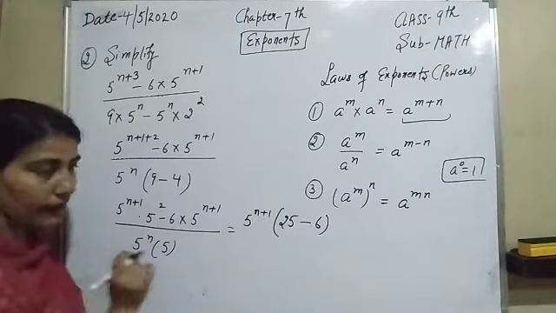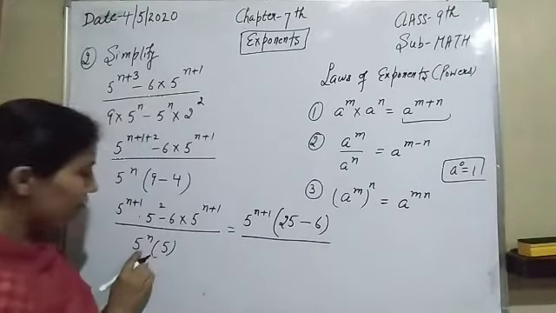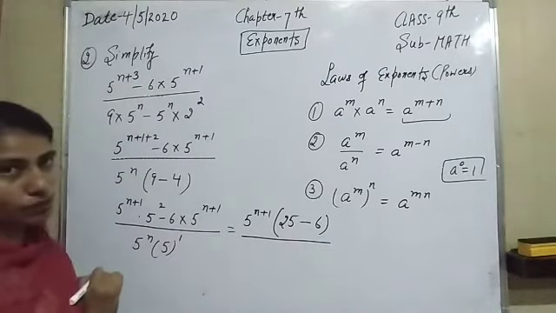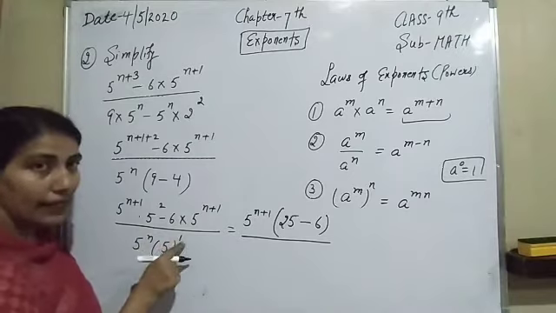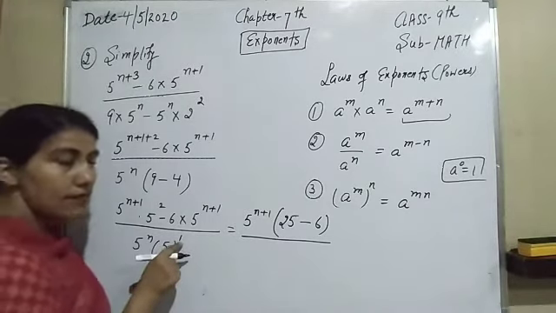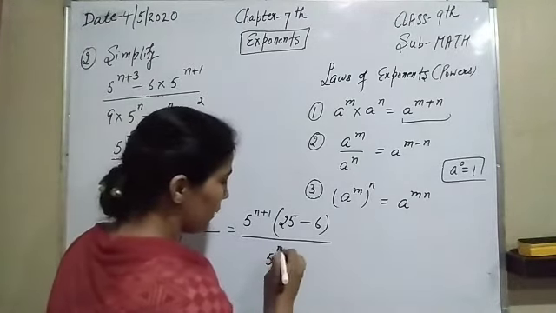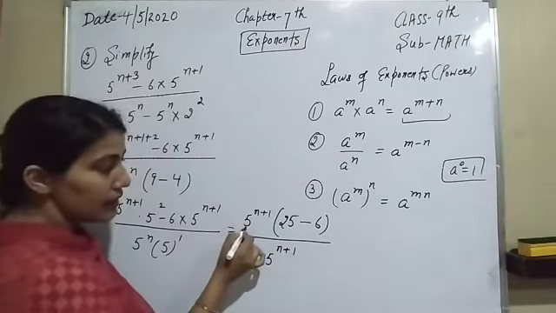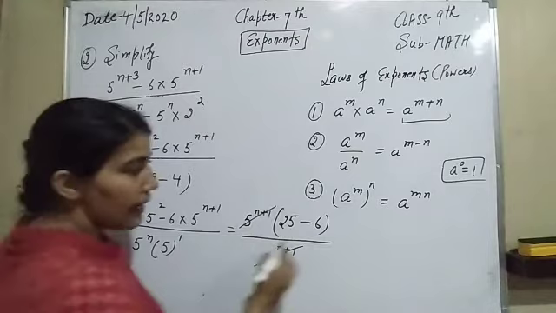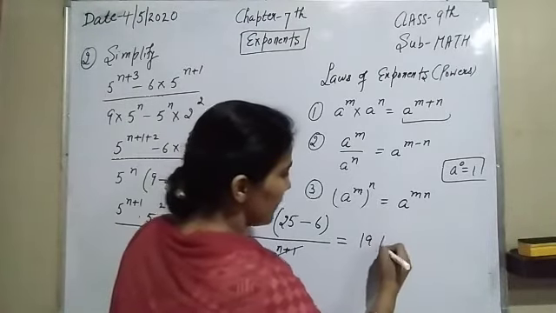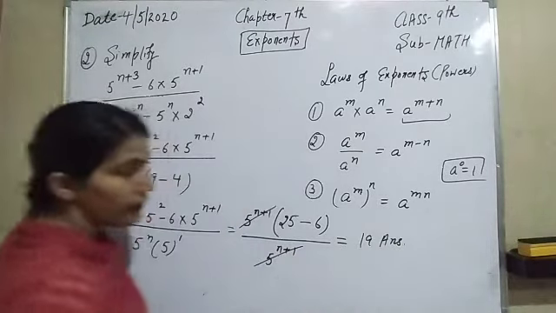We have already written that there. Now here is 5 raised to power n and 5 raised to power 1. When the bases are same, then powers can be added, n plus 1. That means 5 raised to power n plus 1. Here is 5 raised to power n plus 1 in the numerator and the denominator. Both are cancelled. And 25 minus 6, that is 19, which is your required answer.